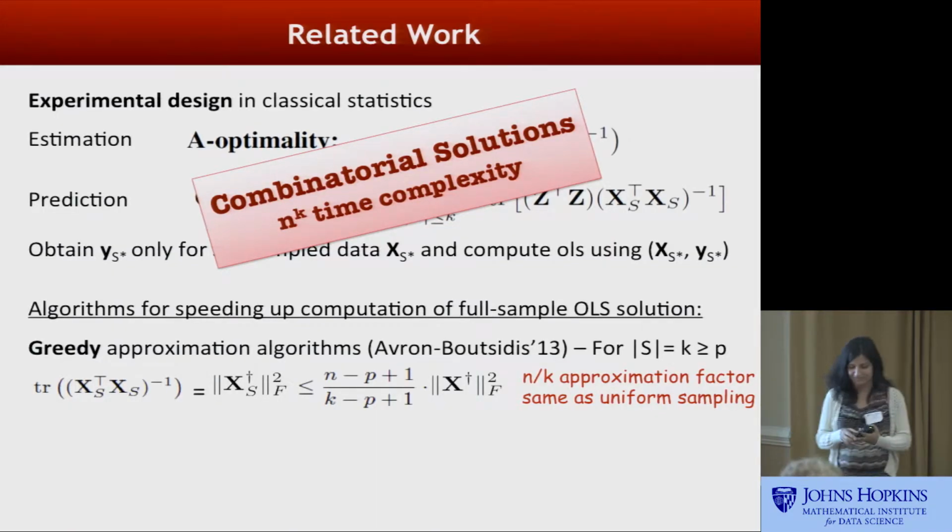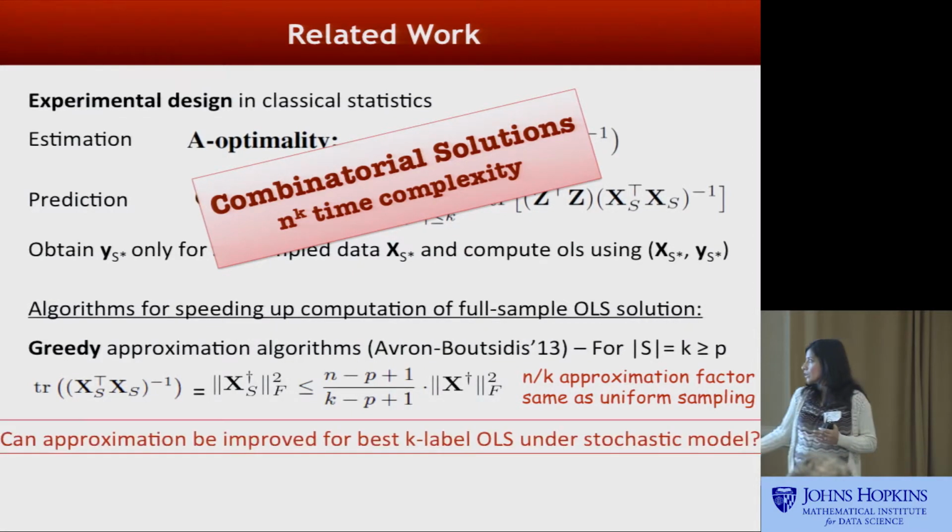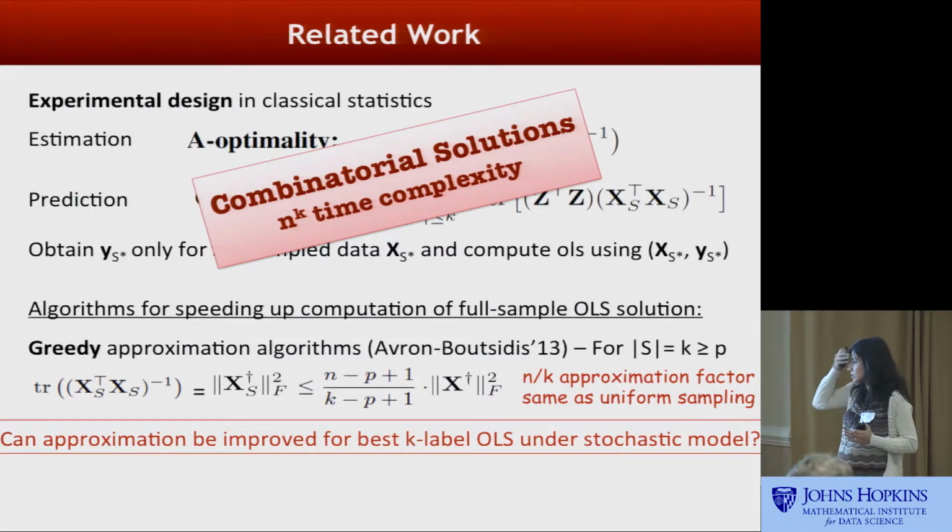Okay. All right, so I want to ask the question, can I improve this approximation factor to 1 plus epsilon if what I care about is not approximating the full sample solution, but I want it with respect to the best k subset that can be chosen? Okay. So I want to replace this with the best k subset that can be chosen, which is given by these classical statistical optimality criteria, and I want a 1 plus epsilon approximation here. So yeah, that's just my question.